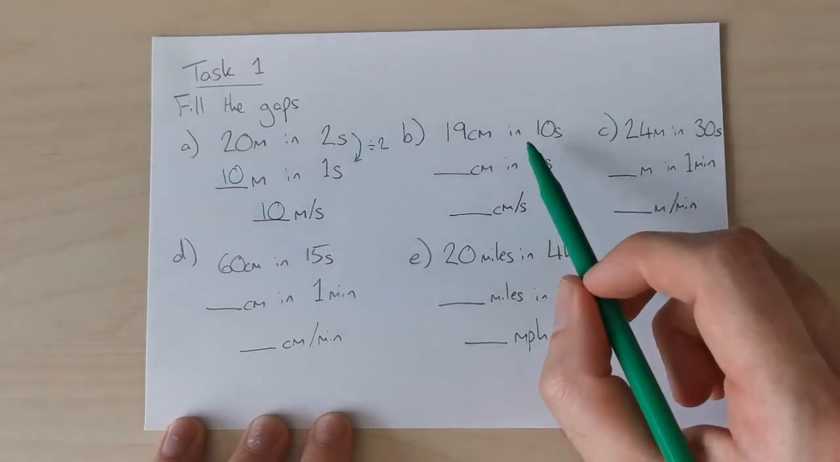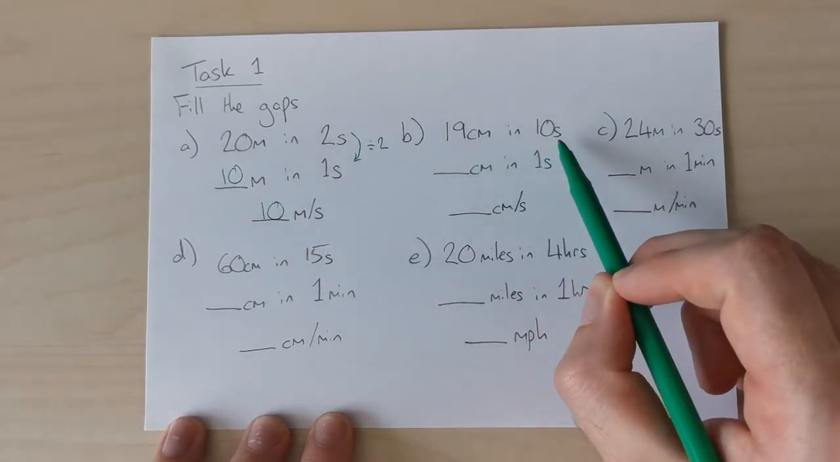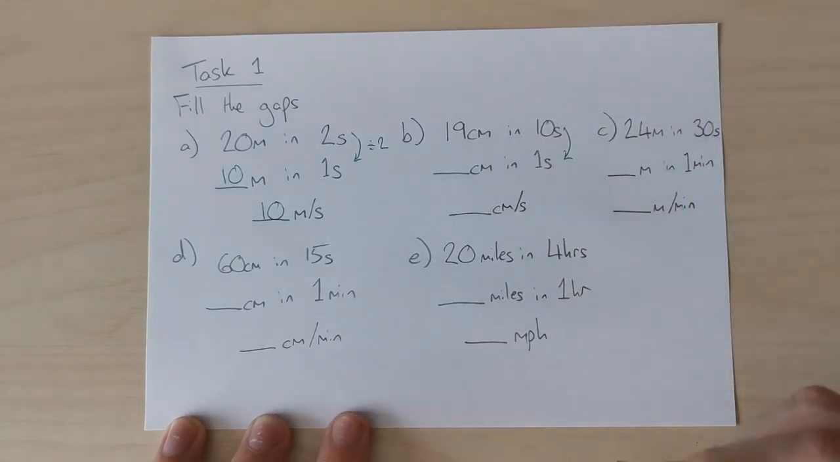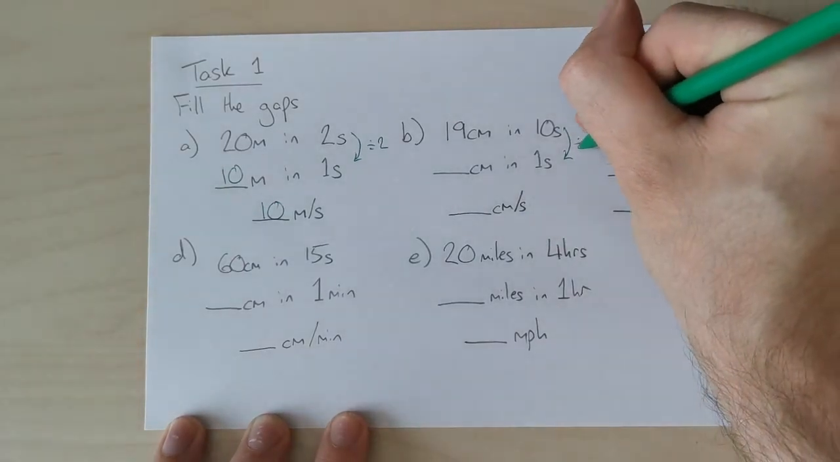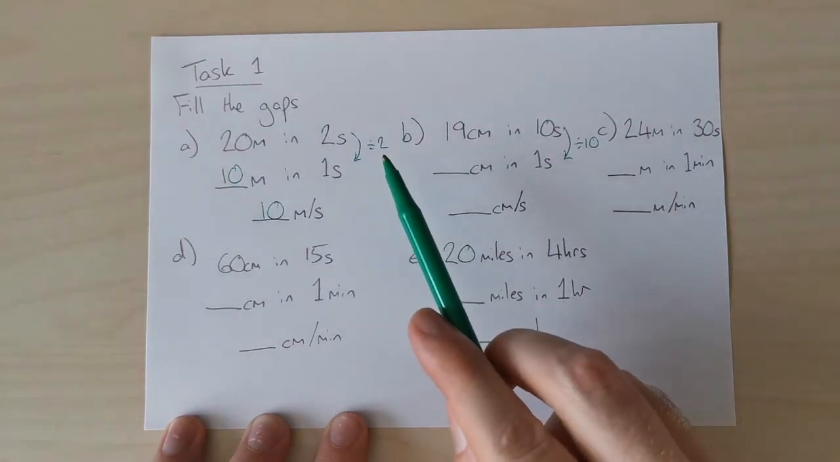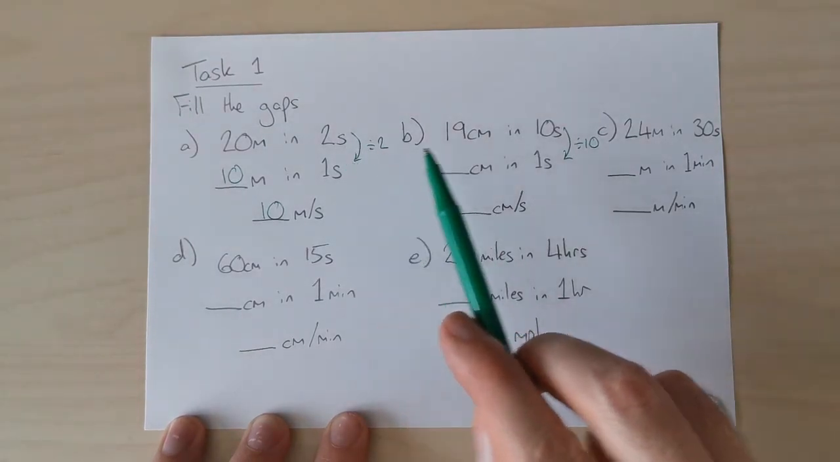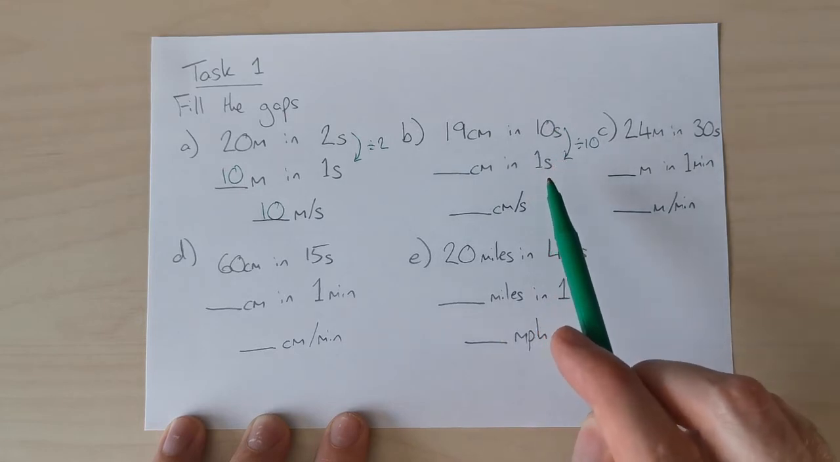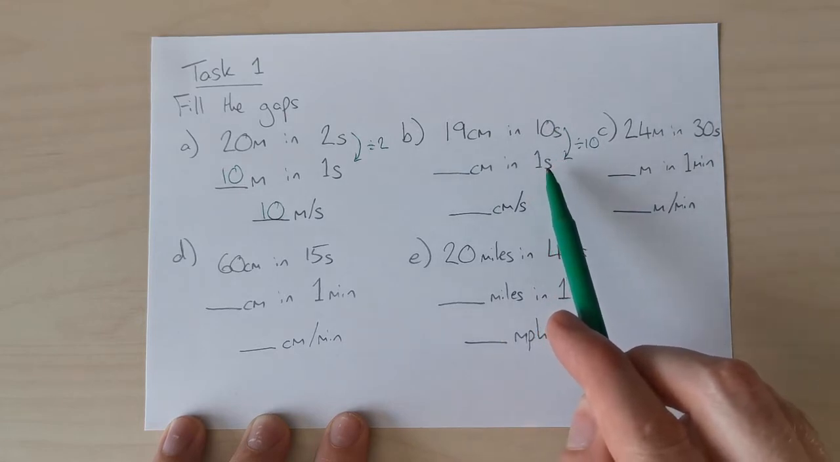Having a look at part B. So 19 centimetres in 10 seconds. So how do I go from 10 seconds to 1 second? We need to divide by 10. Hopefully you can spot a nice consistent rule here. So we seem to be using the number that we've got so far to convert it down to just a single unit in time.